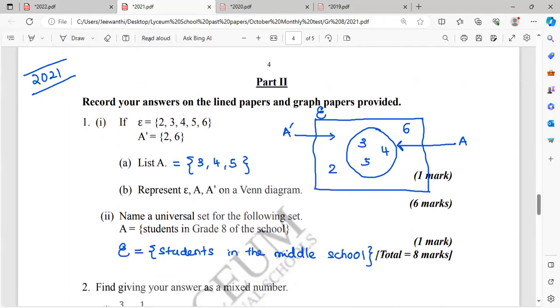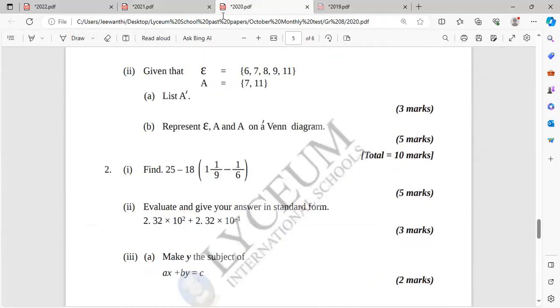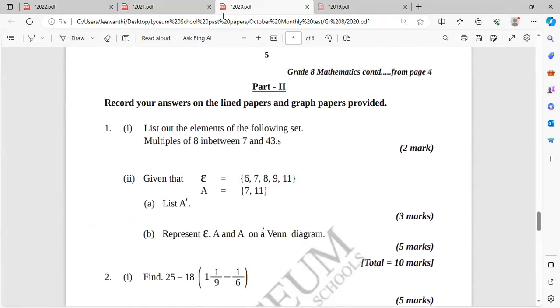So then we will move to the 2020 paper and see what kind of question they have given. Again, it is a 10-mark question, 2020, and we'll see what we want to do. List out the elements of the following sets: multiples of 8 between 7 and 43. First of all, you want to know the multiples of 8, no, children? So then you write 8, 16, 24, 32, 40, 48.